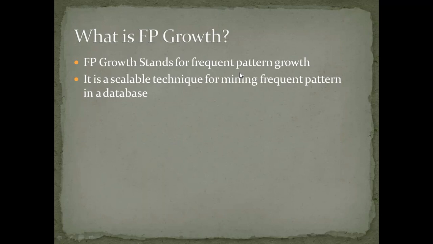It may need to generate a huge number of candidate sets. For example, if there are 10^4 frequent 1-itemsets, the Apriori algorithm will need to generate more than 10^7 candidates that are 2-itemsets. Moreover, to discover a frequent pattern of size 100, such as A1 to A100, it has to generate at least 2^100 minus 1, that is roughly 10^30 candidates in total.